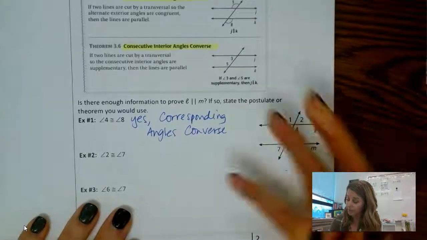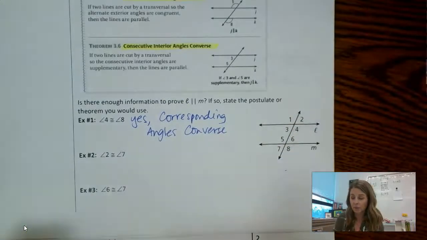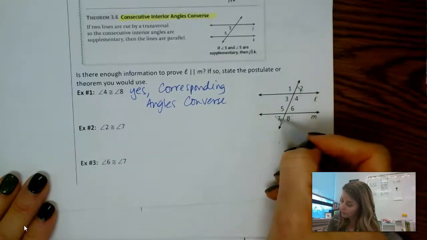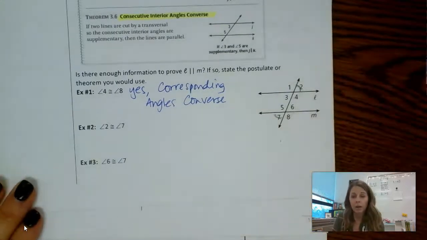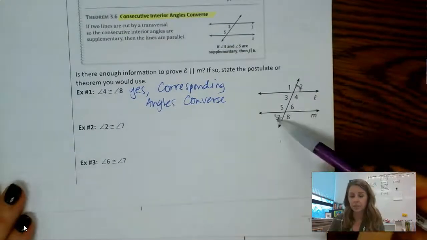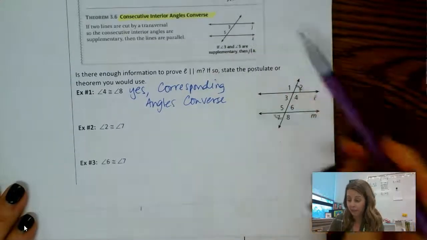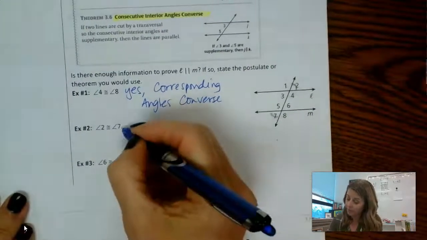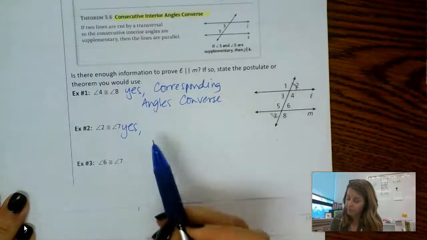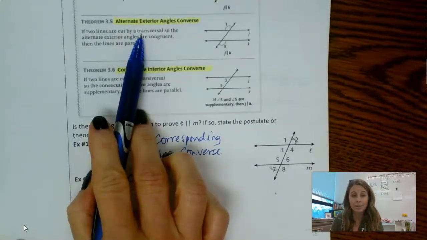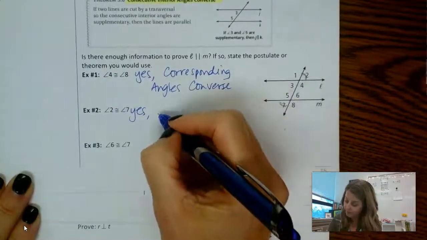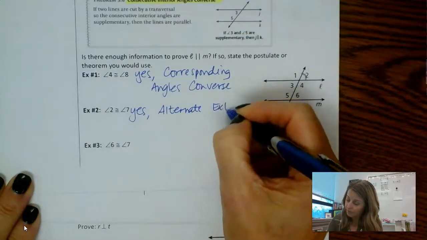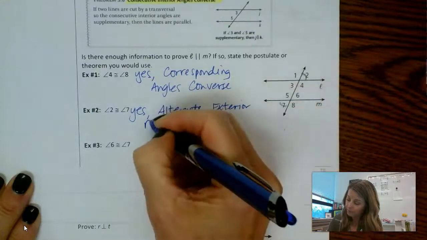So we're just trying to do some recognition here. Next, 2 is congruent to 7. 2 is up here, 7 is here. I need to recognize these are alternate exterior angles, and based on the converse above, if they're congruent, then the lines are parallel. So yes, with that information, we can prove it. And my reason is going to be alternate exterior angles converse.